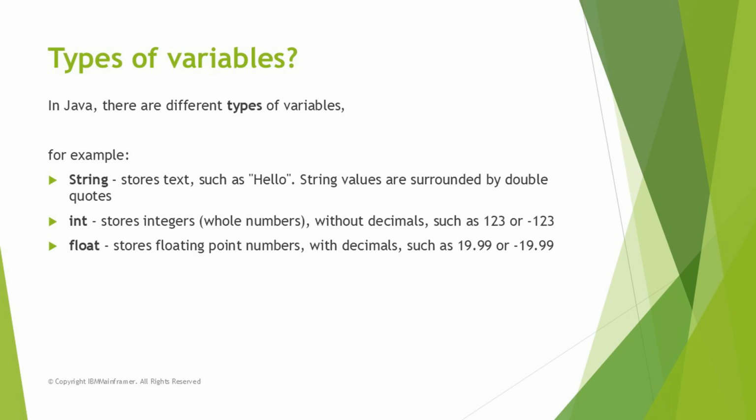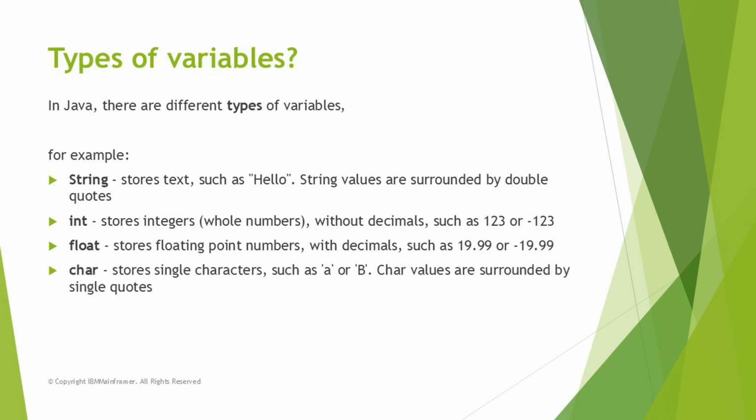The next one is the char variable. A char variable is used to store a single character, any single alphabet or any other single character. The value should be mentioned with single quotes. I'll tell you how to do that in the code once the theoretical part is over. The next one is the boolean variable, which is used to store true or false.